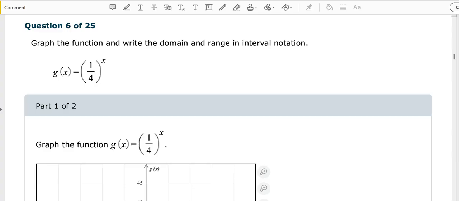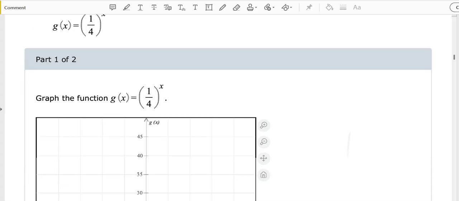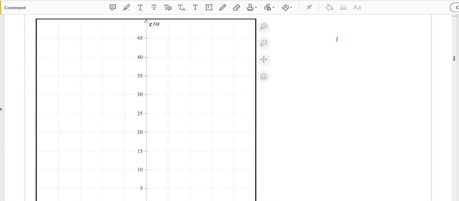Question number 6. Graph the function and write the domain and range. Your function is y equals (1/4) to the x.